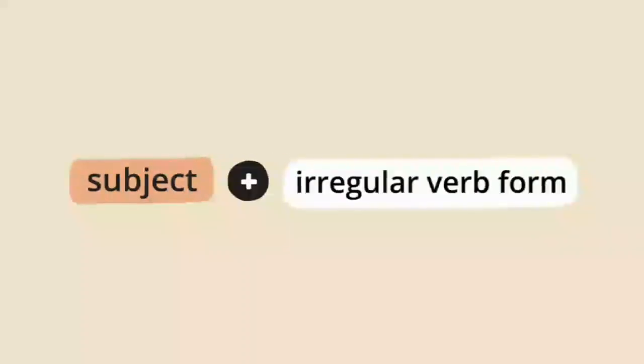The verb form is the same for all subjects. For example, the simple past form of the verb eat is ate.